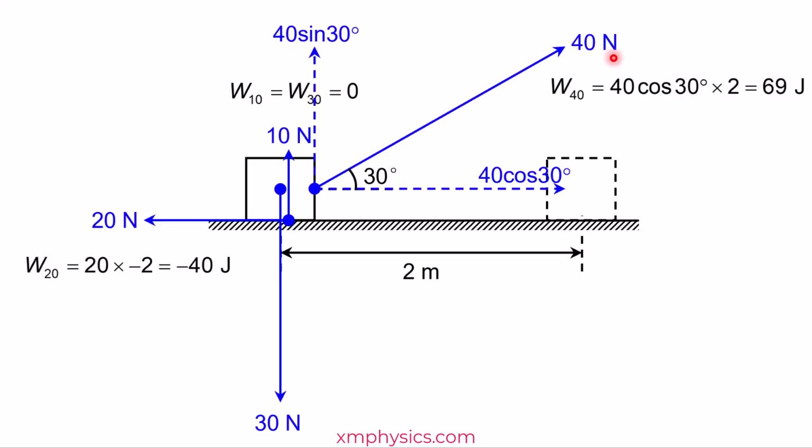So the work done by the 40 newtons force is just 40 cos 30 degrees times 2, which will give you 69 joules. So overall, the net work done is a positive 29 joules. This comes from the positive 69 joules of work done by the 40 newton force and the negative 40 joules of work done by the frictional force. So that's how you apply the work energy theorem.